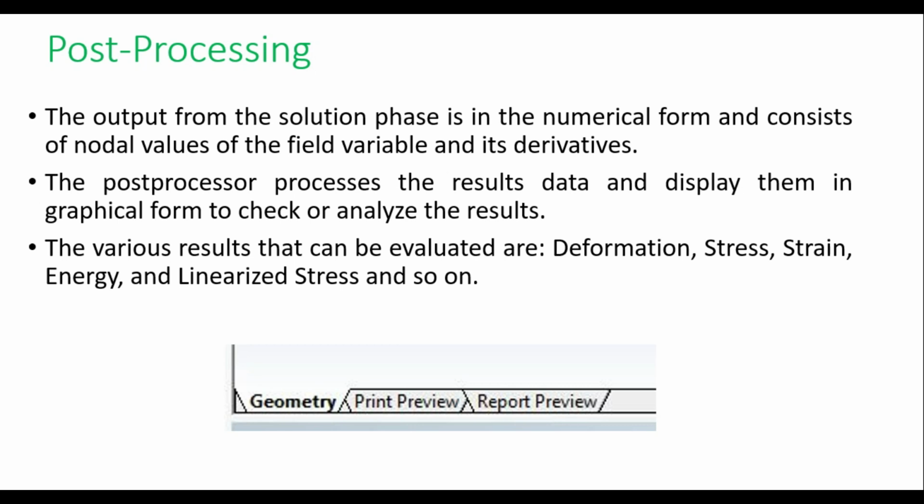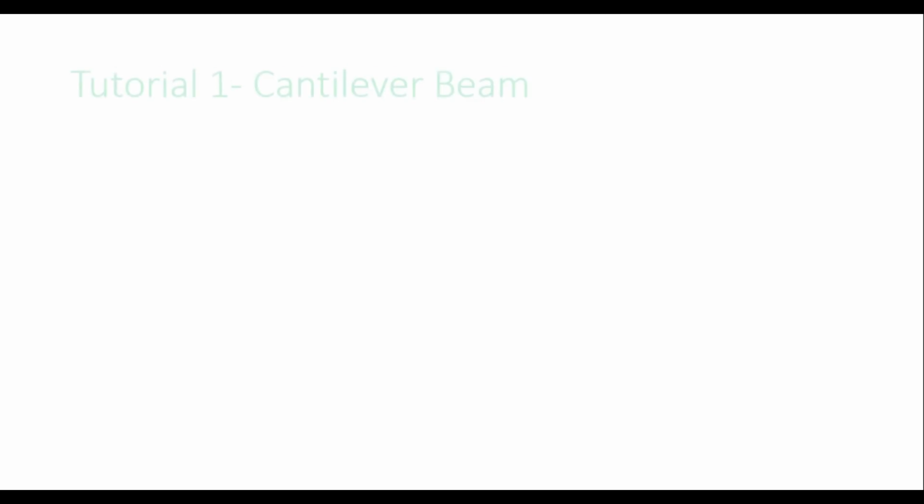We can evaluate these by using post processing in the Ansys Workbench. Here three tabs are given: geometry, print preview, and report preview. If you are interested in printing any deformation or stress, it can be printed here. Then if you want to see the report of the whole analysis, this can be done by using the report preview. So this is about the three steps in the FEA analysis.